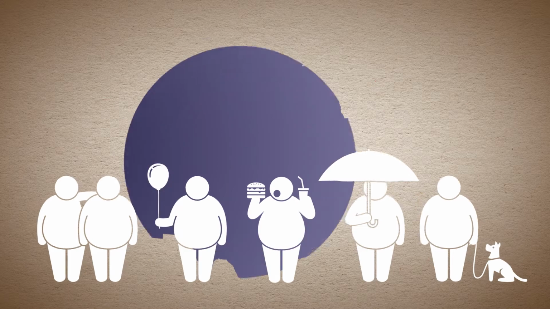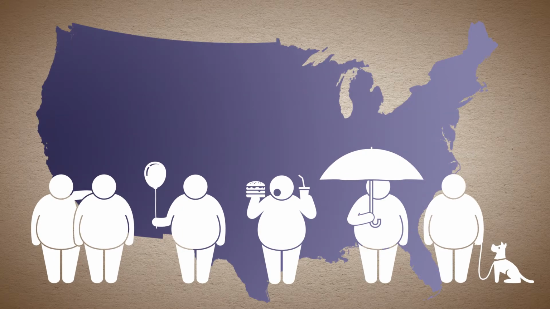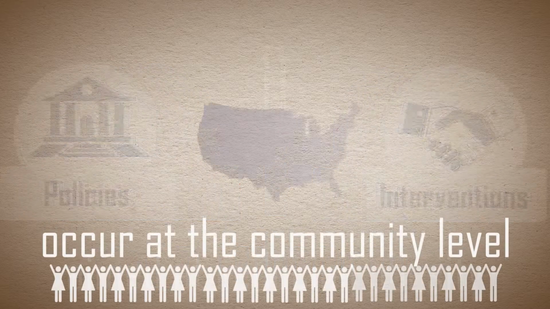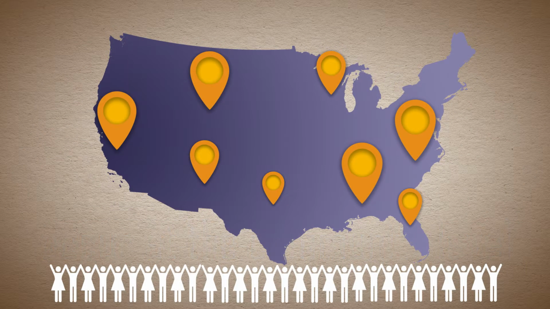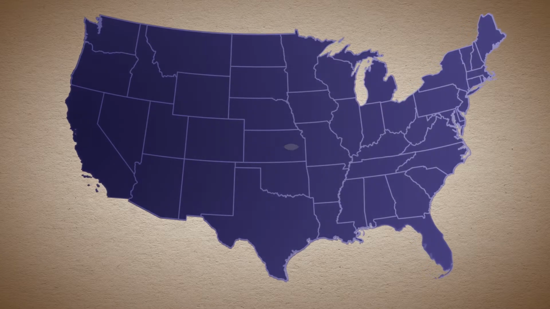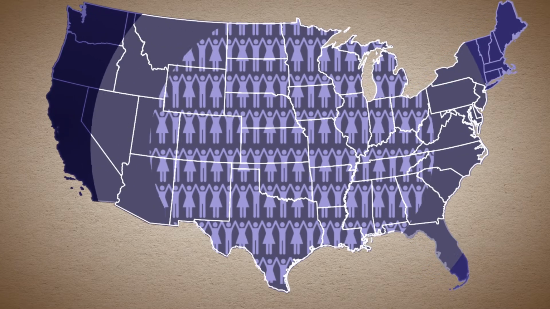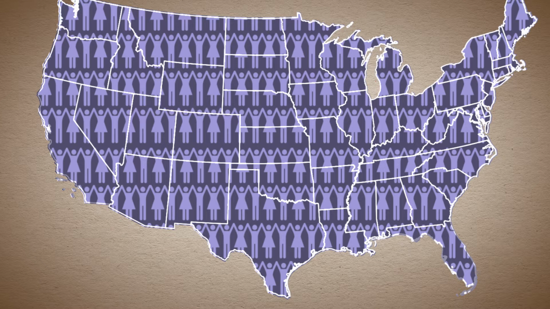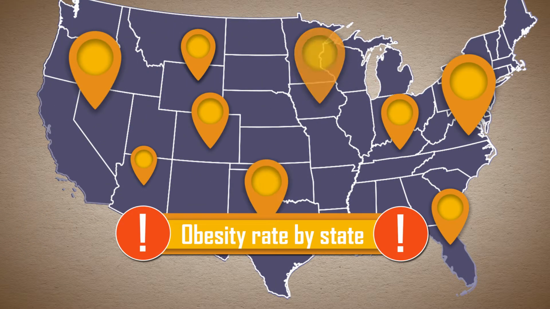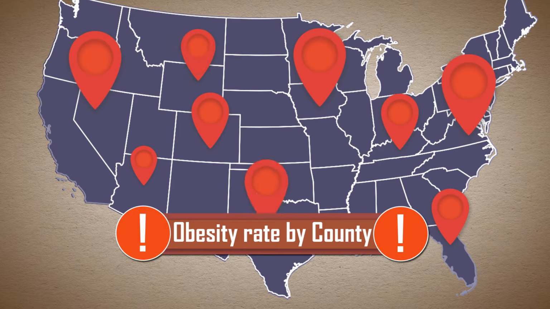Obesity is a national problem, but many of the most valuable policies and interventions aimed at reducing obesity occur at the community level. Having maps that quantify obesity prevalence at the community level would go a long way toward supporting these efforts. Unfortunately, existing maps only show how obesity rates vary by state, or at best, by county.